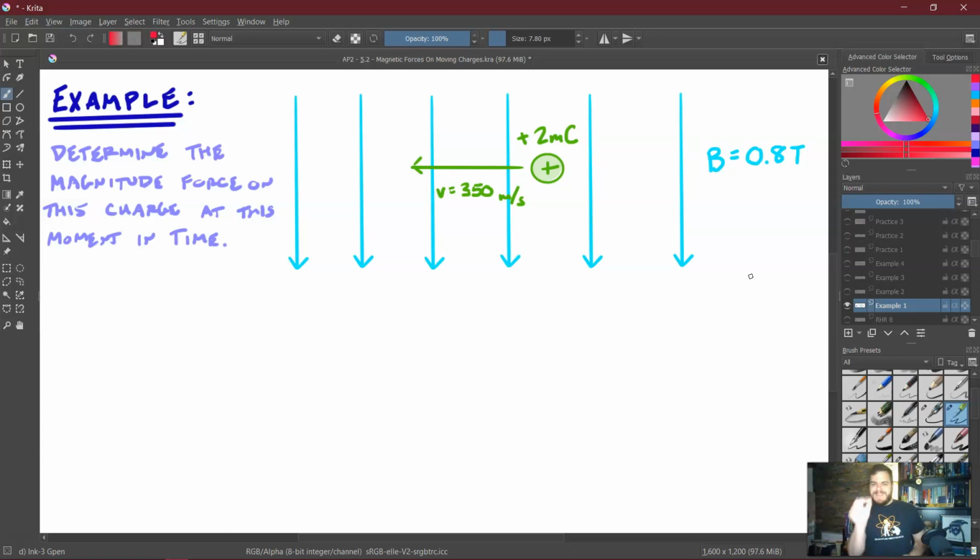And the question is, at this exact moment in time, so when it's moving exactly left and the field is pointing exactly down, what is the magnetic force on the charge at this point in time? Alright, so we're going to need to find the magnitude, and we're going to need to find the direction. So let's first do the magnitude.